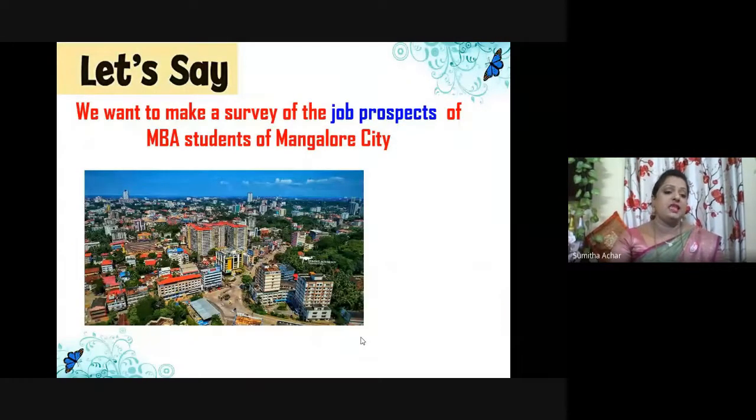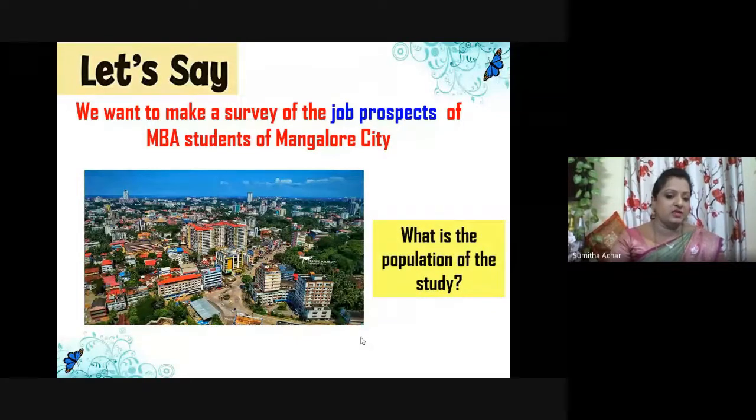Now, let's say somebody wants to make a study on job prospects of MBA students of Mangalore city. Now, what do you say about the population? I asked earlier about the whole of India. Definitely, the MBA students of Mangalore city are a population, right? As per the discussion so far, you will tell me the population is definitely the MBA students of Mangalore city. But can you give me a small difference? Is this MBA students of Mangalore city a real population, or can I call it a universe? Is there a difference between a universe and a population?